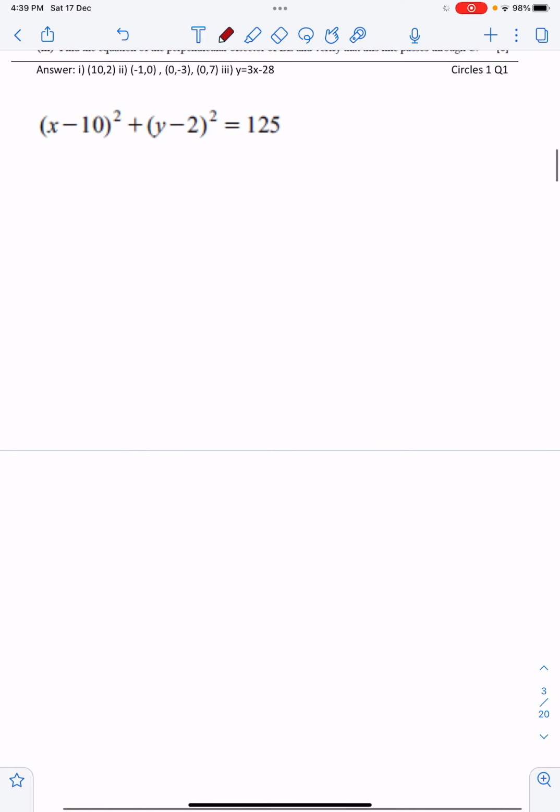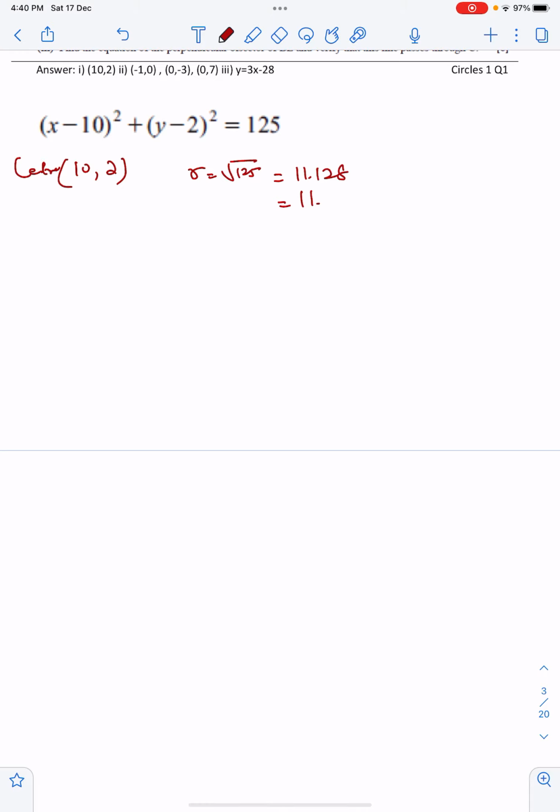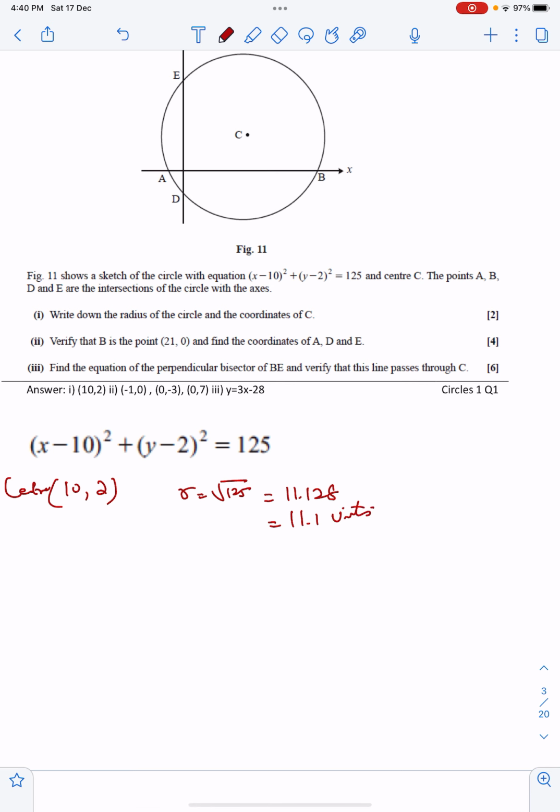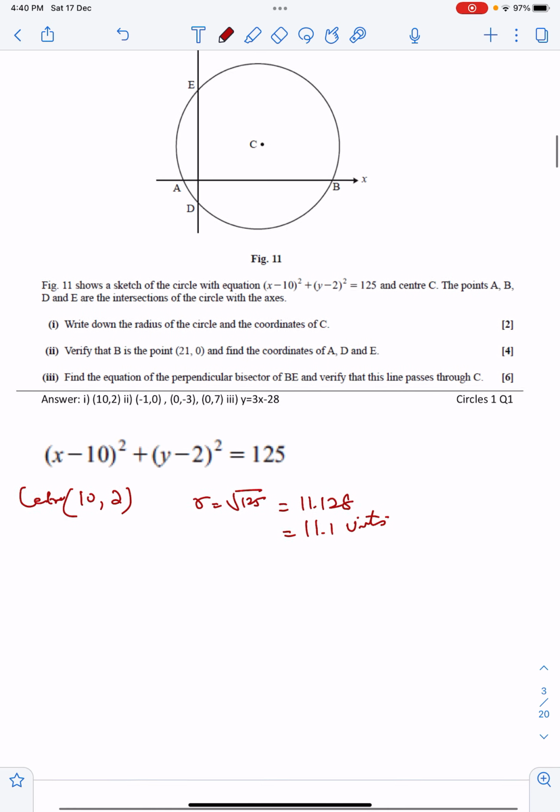The radius of the circle is the square root of 125, and the coordinates of the center of the circle are (10, 2). This is the center, and the radius of the circle is the square root of 125, which is 11.18. In 3 significant figures, 11.2 units. We're done with the first part of the question.